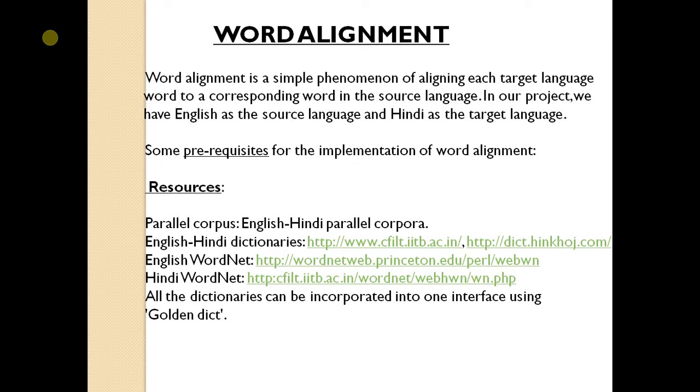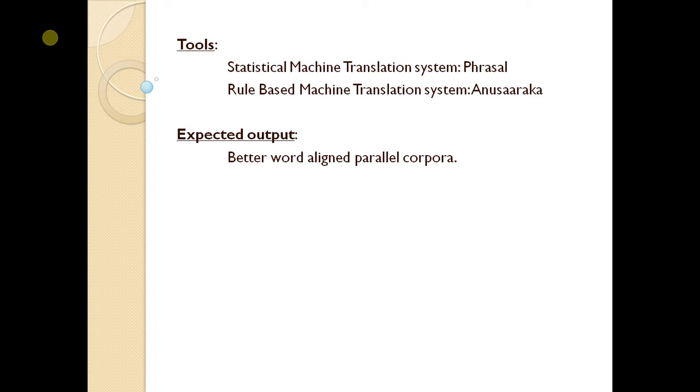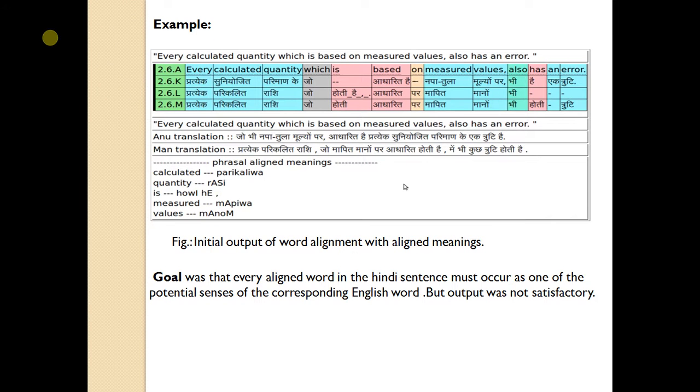Word alignment is a simple phenomenon of aligning each target language word to a corresponding word in the source language. In our project, we have English as the source and Hindi as the target. Some prerequisites are parallel corpus, English Hindi parallel corpus, English Hindi dictionaries, English WordNet, Hindi WordNet. All the dictionaries can be incorporated into one interface using GoldenDict. Tools: statistical machine translation system, that is Phrasal; rule-based machine translation system, that is Anusarka; expected output, better word aligned parallel corpora. This is an example.